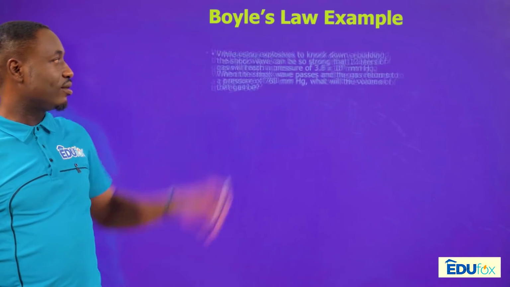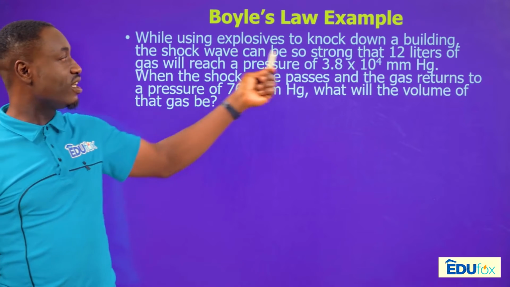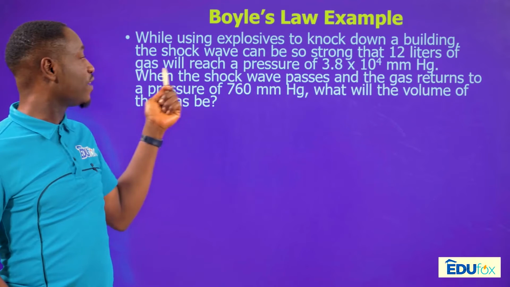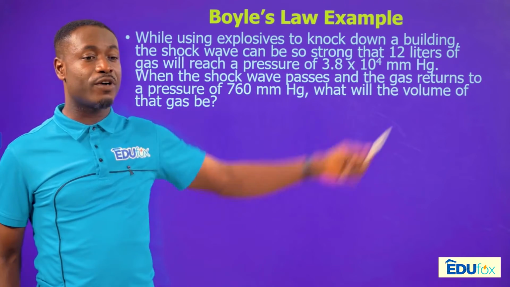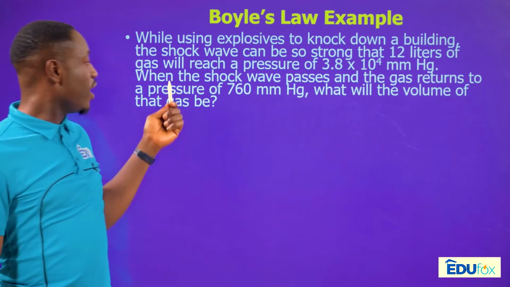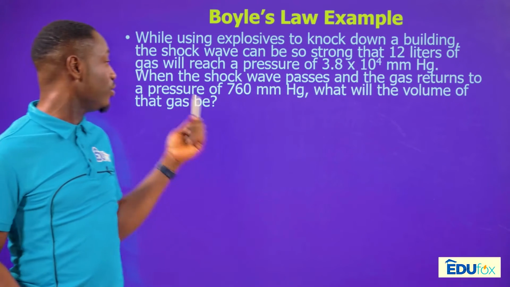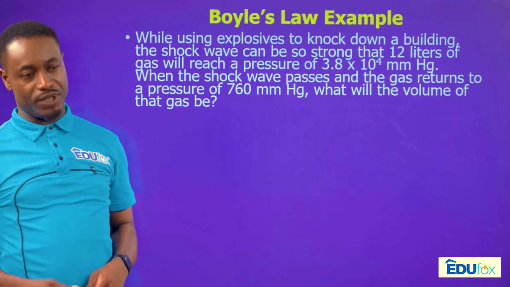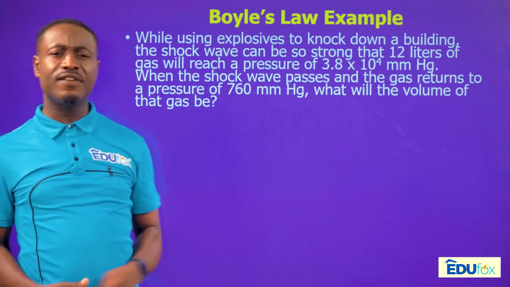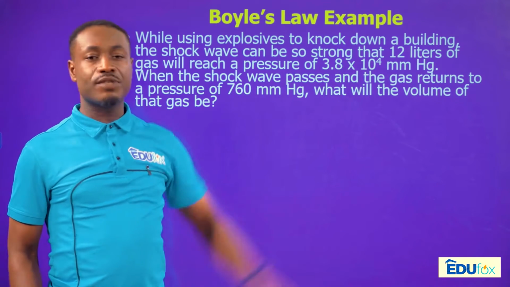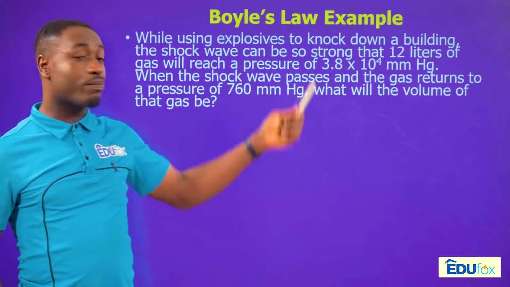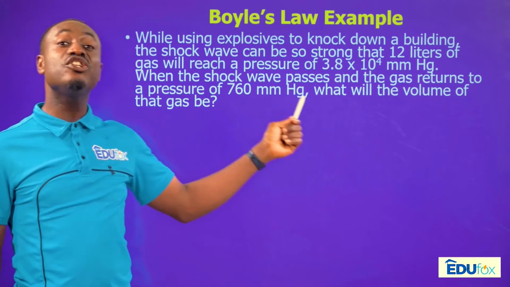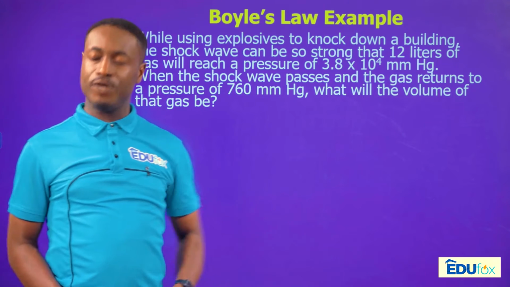Example on Boyle's Law. While using explosive to knock down a building, the shock wave can be so strong that 12 liters of gas will reach a pressure of 3.8 times 10 raised to the power 4 millimeter mercury. And then when the shock wave passes and the gas returns to a pressure of 760 millimeter mercury, what will the volume of the gas be? You can see very clearly that 12 liters is mentioned, which is V1, of the gas will reach a pressure which is P1, and then when the shock wave passes, the gas returns to P2, and you're going to be looking for V2.